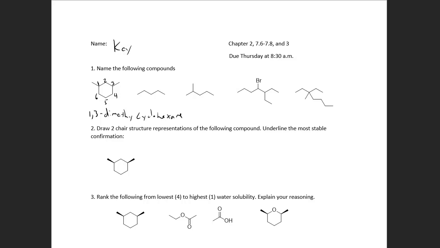For the second one, we've got 1, 2, 3, 4, 5 carbons. So this is pentane. For the next, we also have 5 carbons, but we have a methyl group on carbon number 2. So 1, 2, 3, 4, 5. So this is 2-methylpentane.